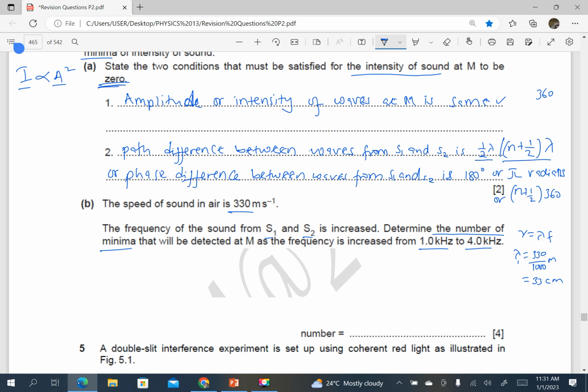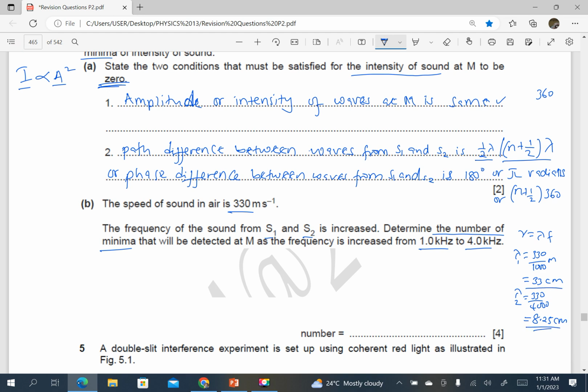That is lambda 1. Then lambda 2, when the frequency is 4 kilohertz, is 330 divided by 4000, times 100. So this is 8.25.